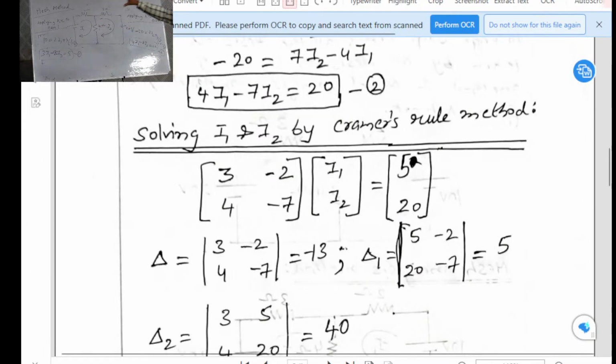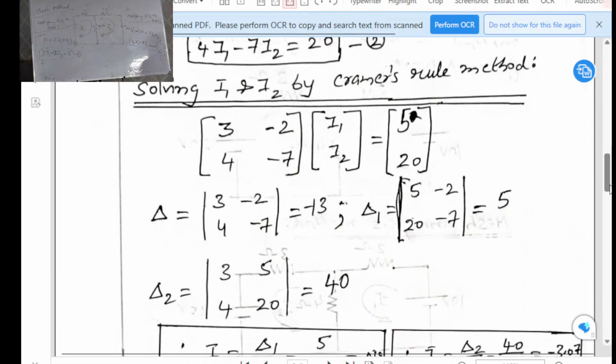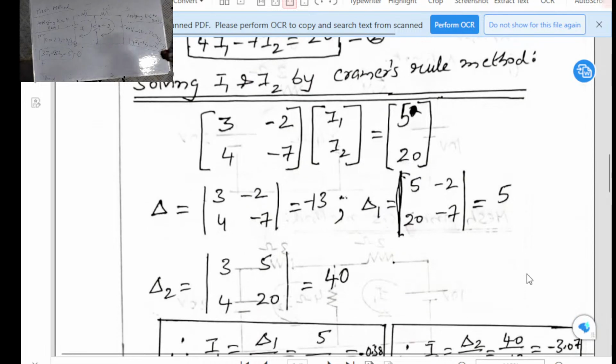Now see. Now I am applying Kramer's rule method. What is the Kramer's rule? The first equation is 3 minus 2, second equation 4 minus 7, into unknown currents I1, I2. The voltages are 5, 20. Kramer's rule is a matrix method. Delta we have to find out: 3, 4, minus 2, minus 7. Apply det, you will get minus 13 answer.